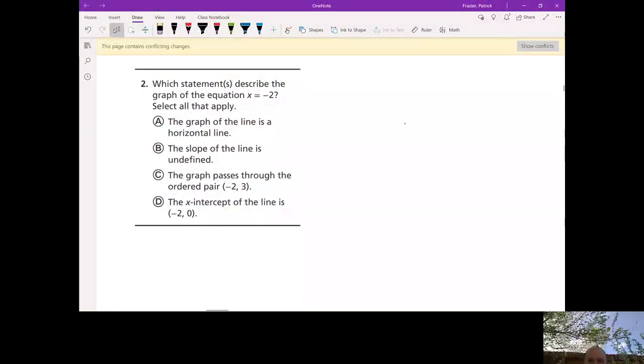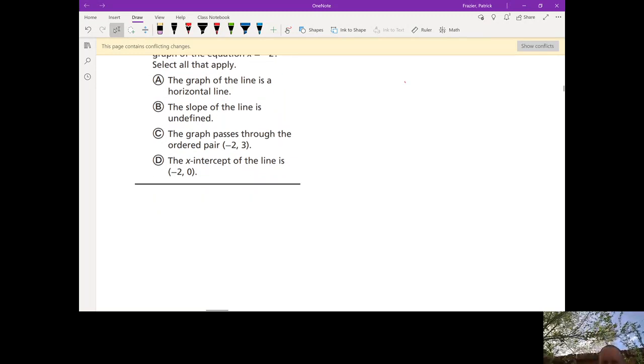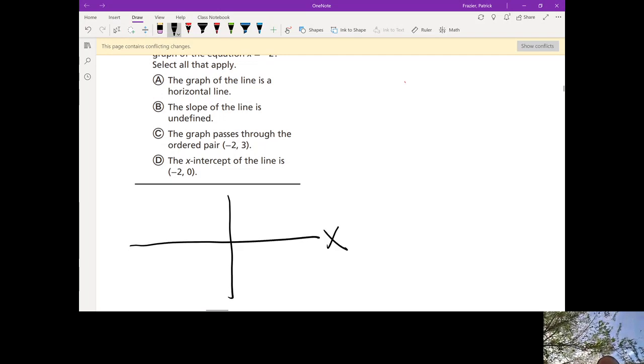So we have question 2, which statements describe the graph of the equation x equals -2? Select all that apply. First, A says the graph of the line is a horizontal line. So let's draw a little graph here. This is our x-axis, this is our y-axis. Notice that x goes from left to right, and y goes from down to up.